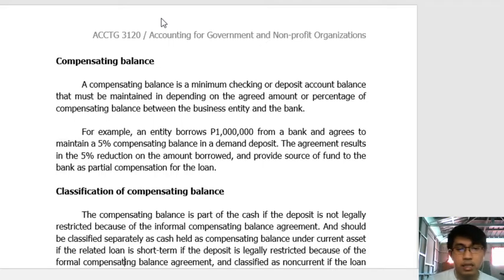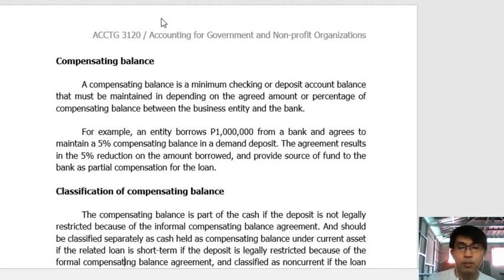So let's take this simple example. An entity borrows 1 million from a bank. So nangutang ka kay bangko ng 1 million. However, si bank, ang sabi niya, dapat mag-create ka ng, there should be a 5% compensating balance in a demand deposit. So bago ka nila pautangin ng 1 million ay merong i-deduct daw na 5% doon sa inutang mo to be created as a demand deposit. So magkikreate ng isang account for you as a portion of the loan. So the agreement results in the 5% reduction on the amount borrowed and provide source of fund to the bank as partial compensation for the loan.